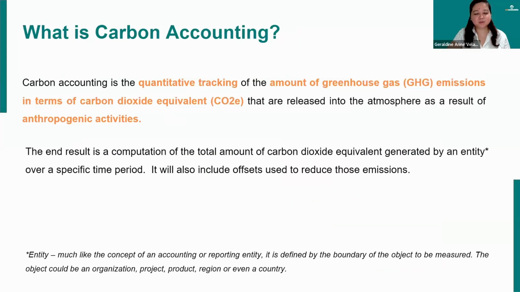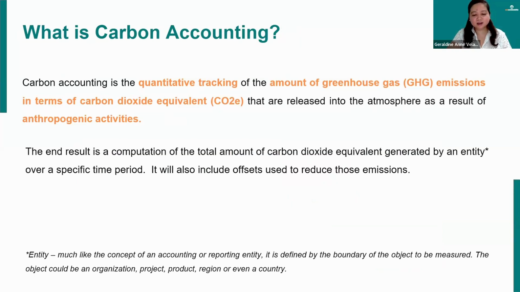All right. What is carbon accounting? Carbon accounting is a way for a company to measure how much greenhouse gas it emits from its activities, from using electricity to buying goods to transporting products. It turns all types of emissions into one common unit called the carbon dioxide equivalent. So the company can clearly see its total impact on the climate.